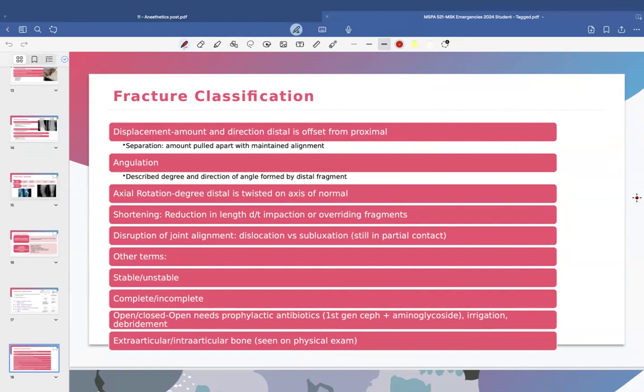They aren't going to test you on the antibiotics, I don't think, but if you need to know, for open fractures you're usually using first generation cephalosporins and aminoglycosides. You're going to have to do irrigation and debridements, likely multiple of them, for open fractures.